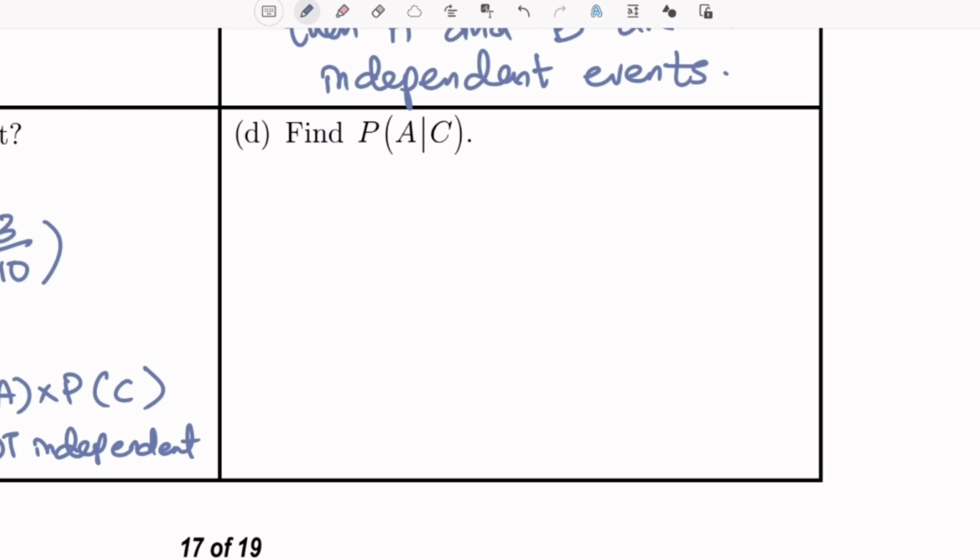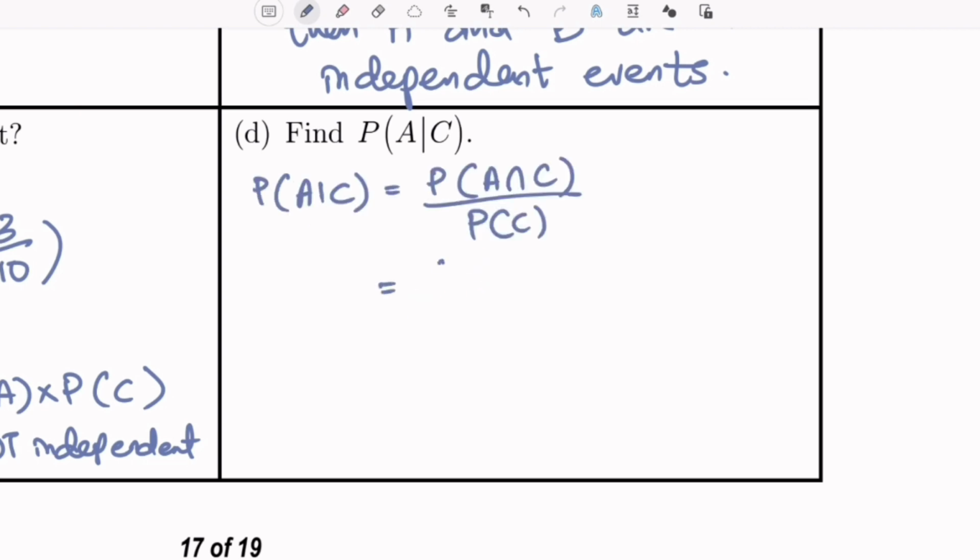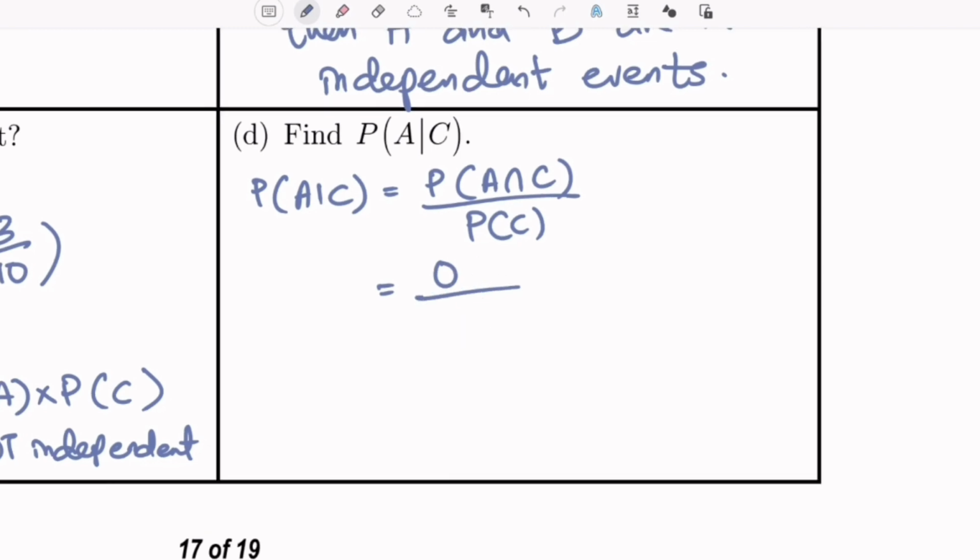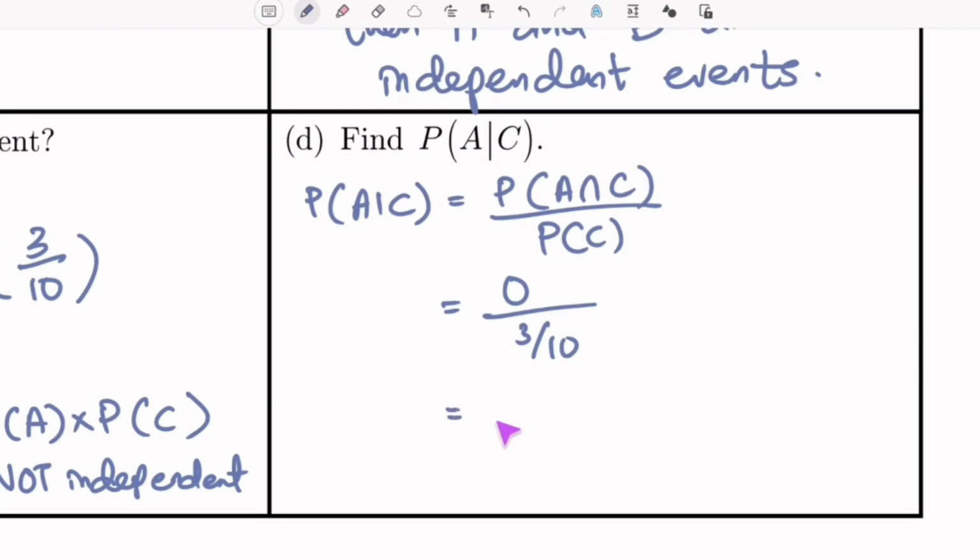Question D, find the probability of A given C. So this one here is 0 over 3/10. So the answer is 0.